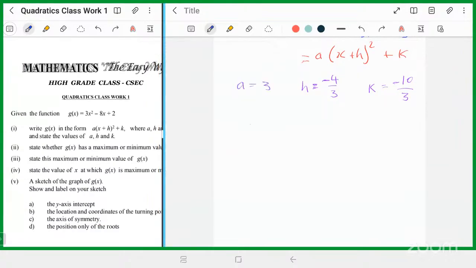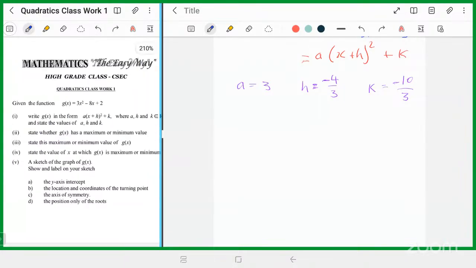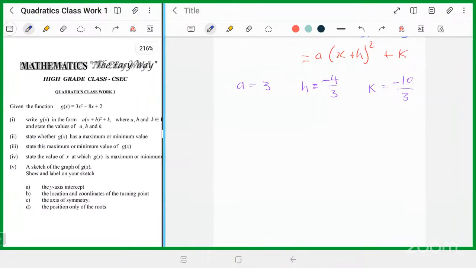So part 2 is asking us to state whether the function has a maximum or a minimum. It's going to be that it has a minimum, because once the a is positive up here in the standard form, the graph is going to have a smile shape, meaning it's going to have a minimum value, a minimum point. Alright? A minimum point is where you have that minimum value. So, part 2, state whether it has a maximum or minimum value.